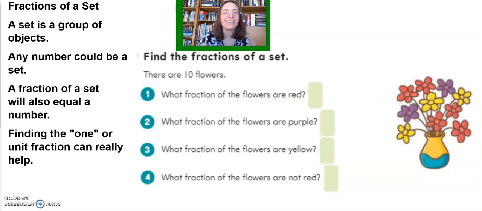Fractions are hard because we're talking about pieces and parts instead of whole things. Fractions of a set are even more difficult, in my opinion, because even the fractions will equal whole numbers. So let's see what this means.